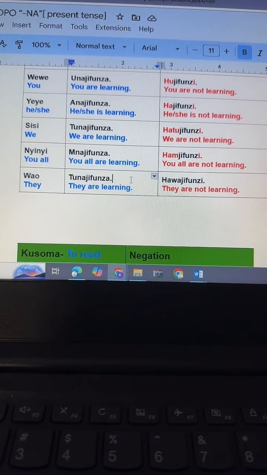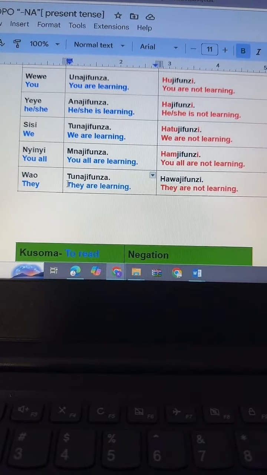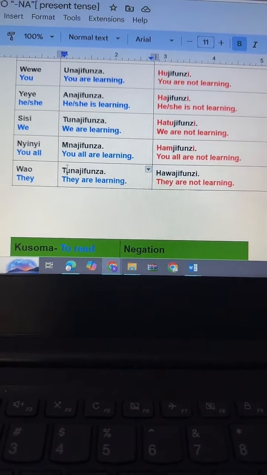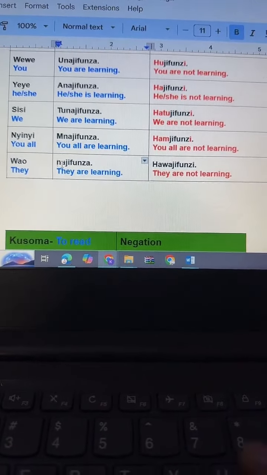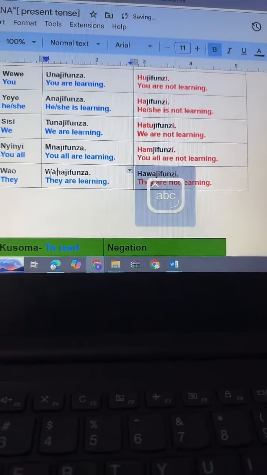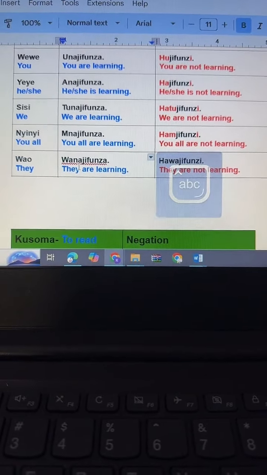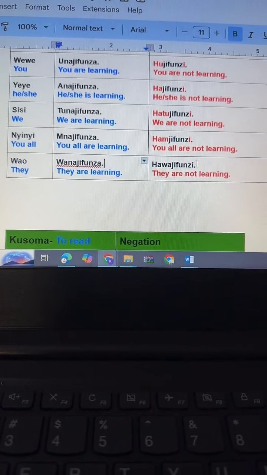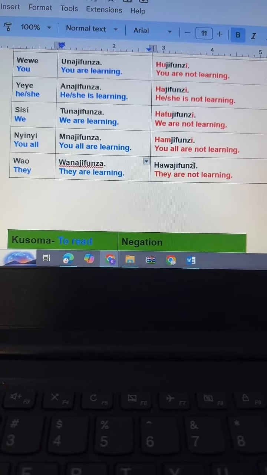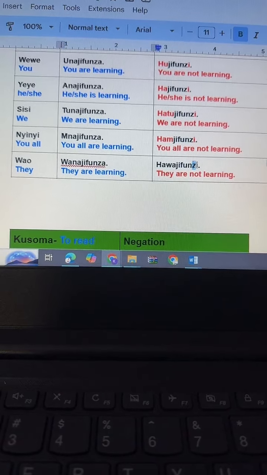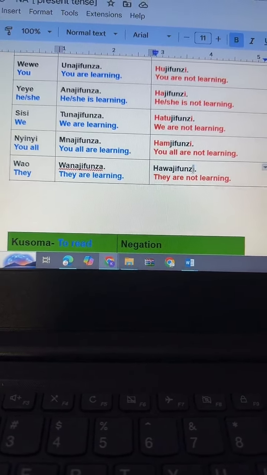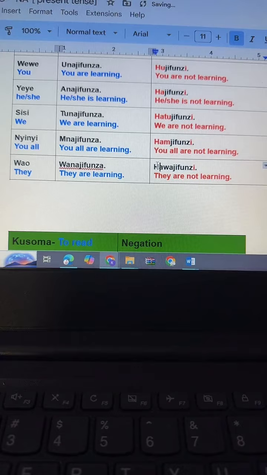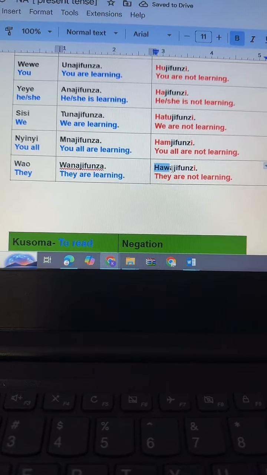Okay, next. Wao wanajifunza, they are learning. For the negative part, we will say wao hawajifunzi. They are not learning.